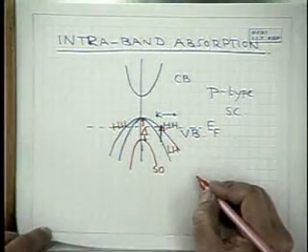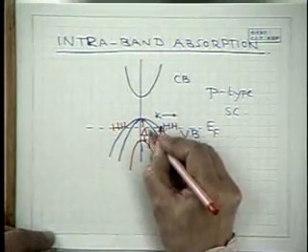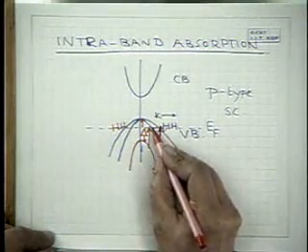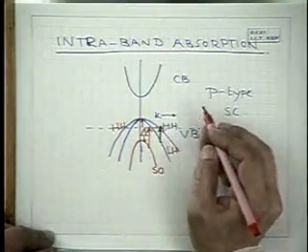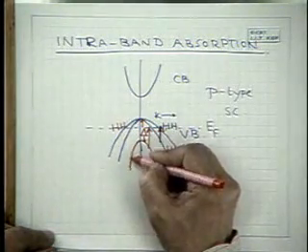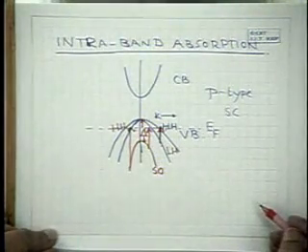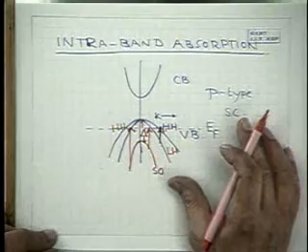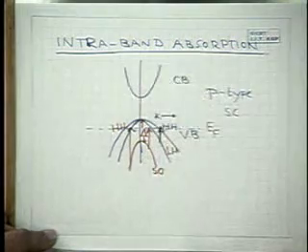One can get a transition from the split off band to the light hole band, or we can get a transition from the split off band to the heavy hole band. So these are intra-band absorptions which are observed only in p-type semiconductors, because we are not concerned with the conduction band here.